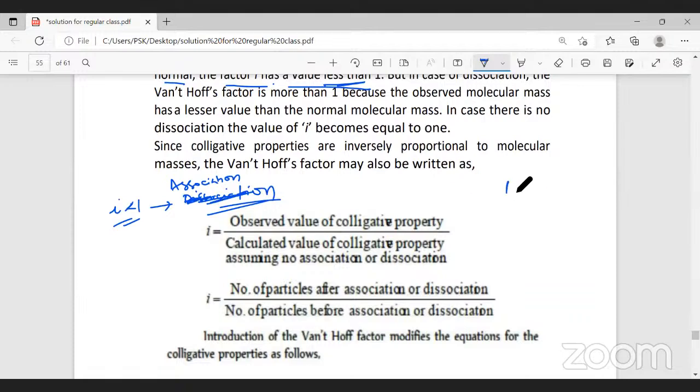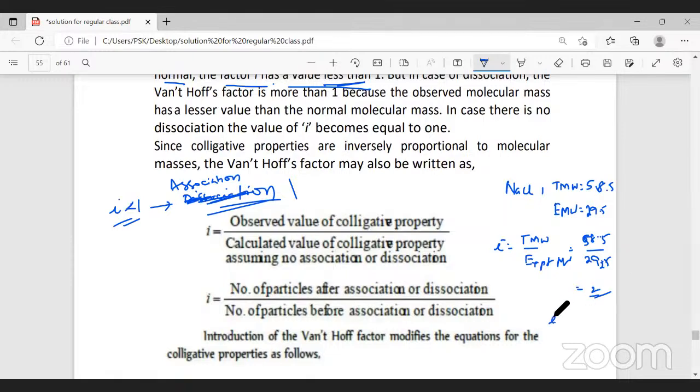Now, for an example, I told you for sodium chloride, the theoretical molecular mass is 58.5 and experimental molecular mass is 29.25. Now, as per the understanding, what is i? Theoretical molecular mass by experimental molecular mass. That is 58.5 divided by 29.25, which is almost equal to 2. That means if i is greater than 1, the solute undergoes dissociation. Are you getting this point? Yes, sir.